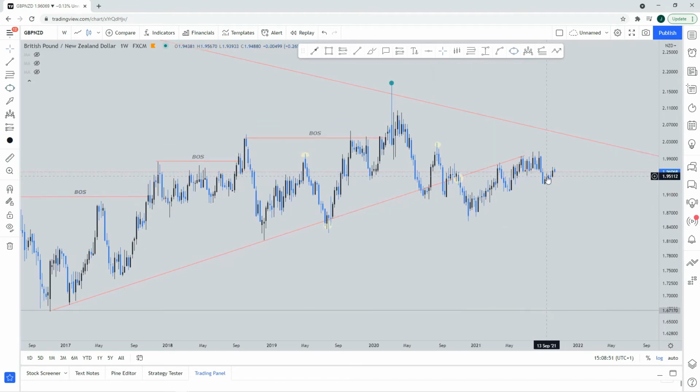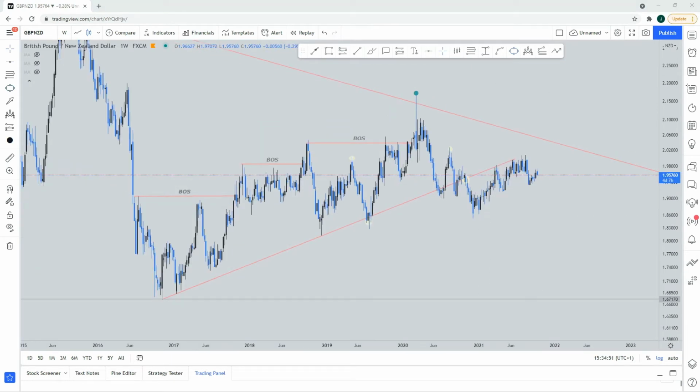So now that we have already identified all the levels, and already done our structure on the higher time frame, this is how you actually use a higher time frame to do your technical analysis, because the higher time frame is what actually shows you the market trends, right?